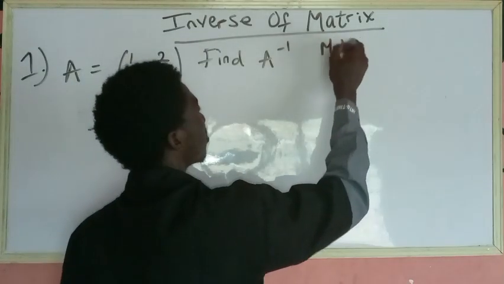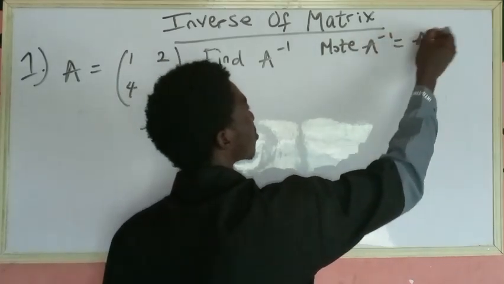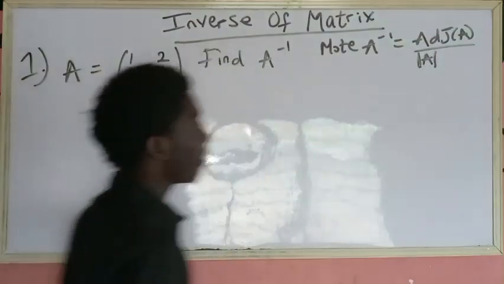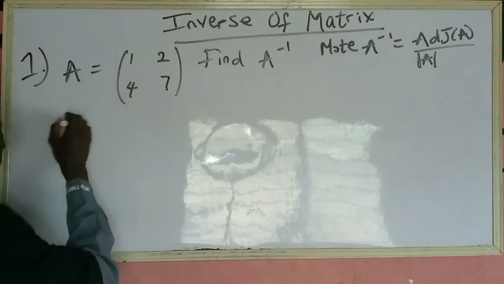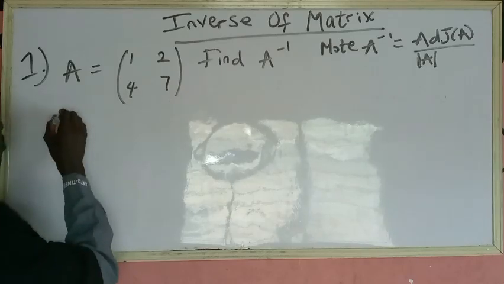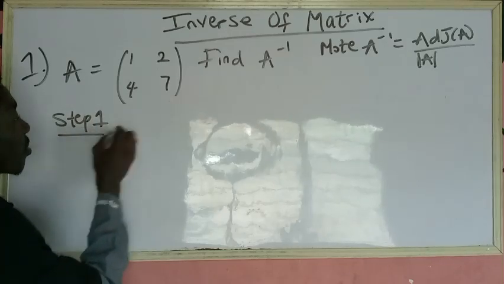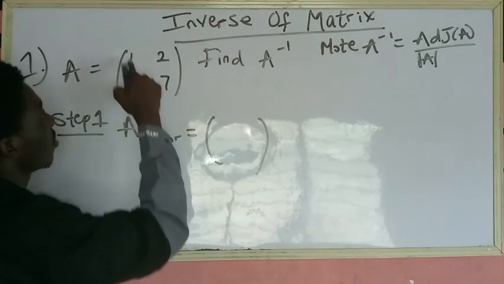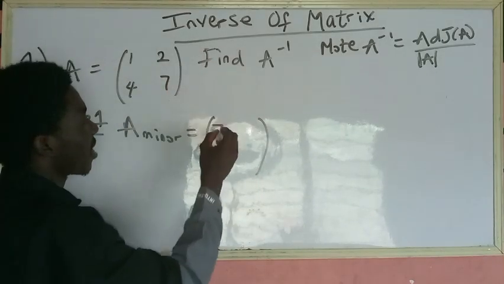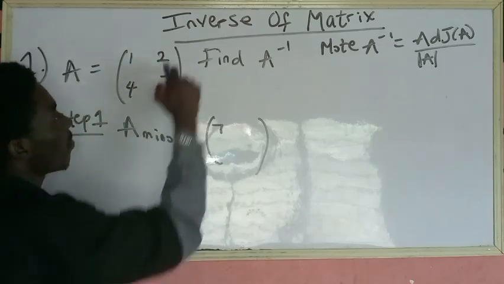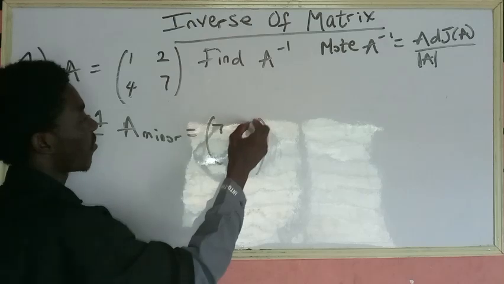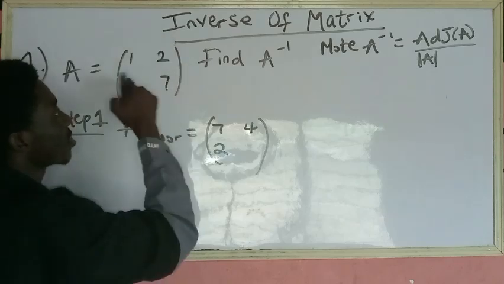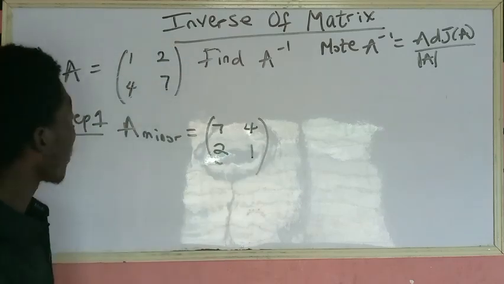So let me write here. Note, A inverse is equal to the adjoint over the determinant of A. Let's check that out. So that means the minor, step 1. The minor of A is equal to what? 1 covers this column and this row, I have a 7 here. 2 covers this column and this row, I have the remainder 4. 4 covers this column and this row, the remainder is 2. 7 covers this column and this row, I have the remainder 1. So that will be my step 1.